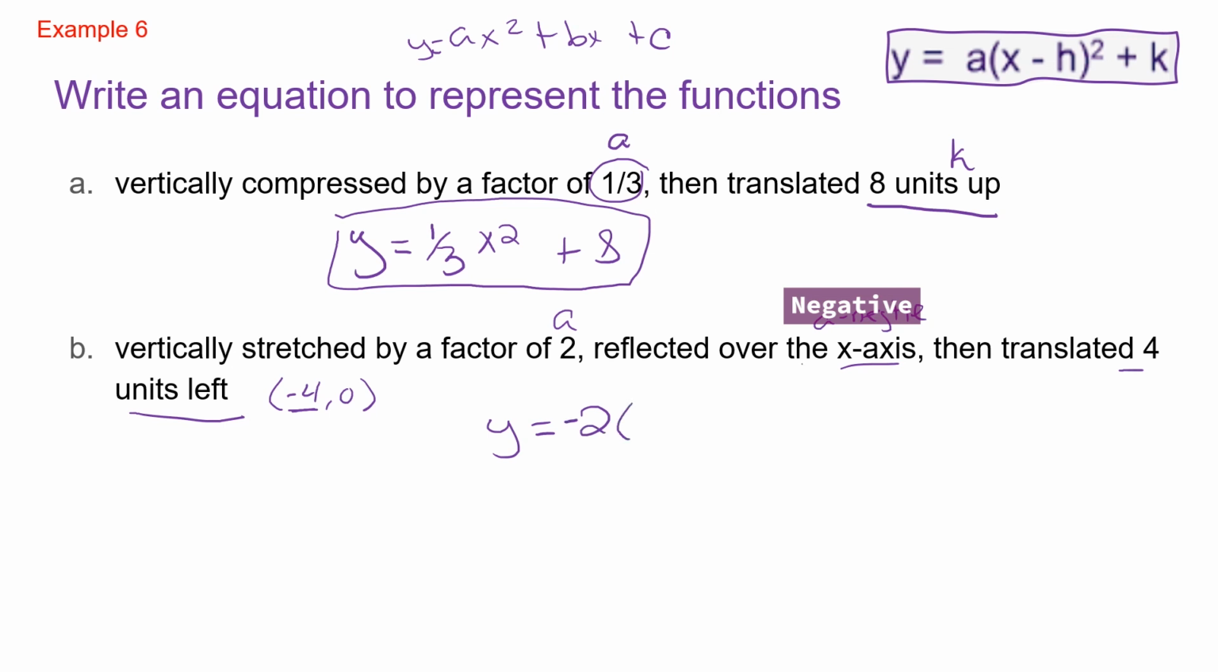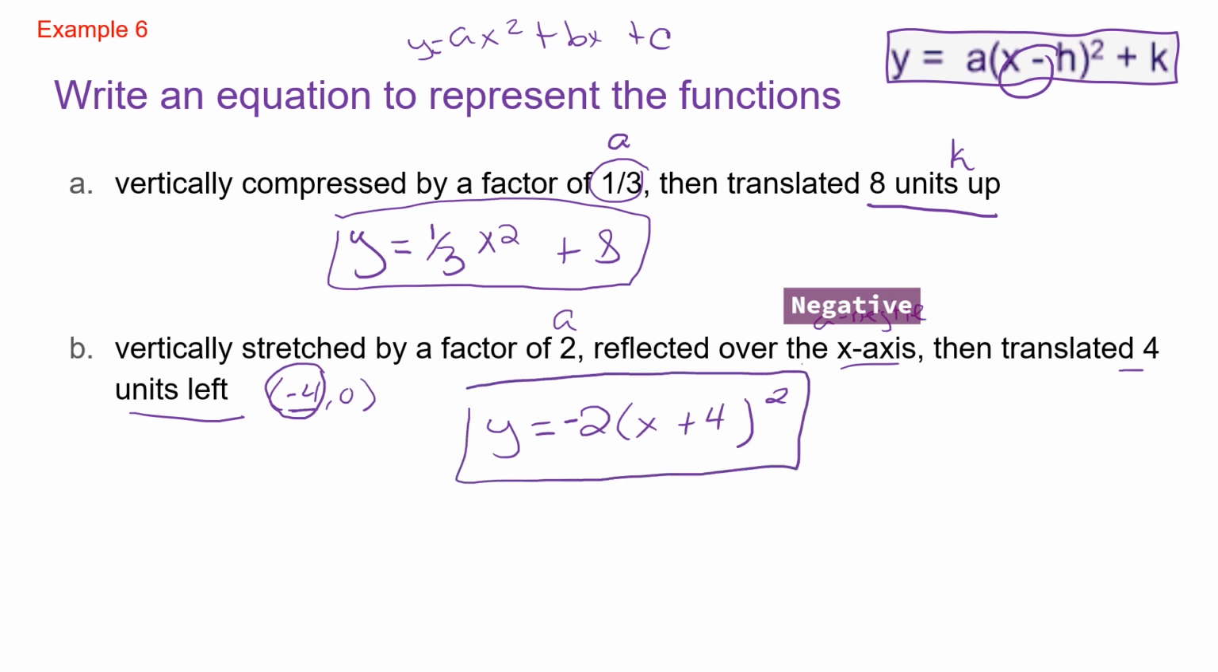Inside my parentheses, we're going to have x plus 4 because we have a -4 and we also have a negative in our formula, which indicates a double negative. Remember, a negative times a negative is a positive, so that would be a plus 4. And we have to put our squared here. There is no translation up or down, so we don't have a k value. And so we've written the equations for these 2 functions here.